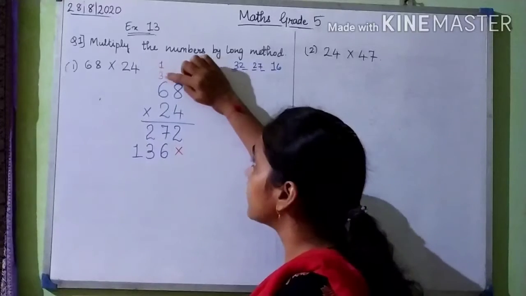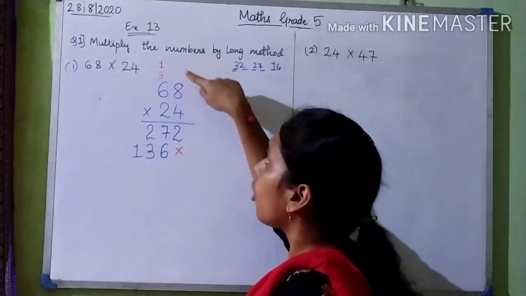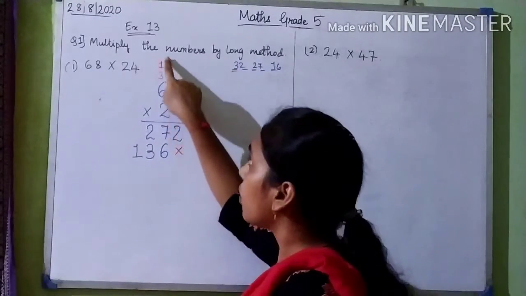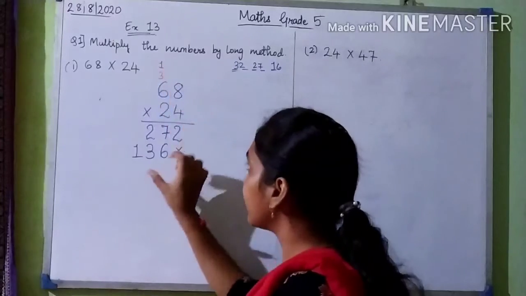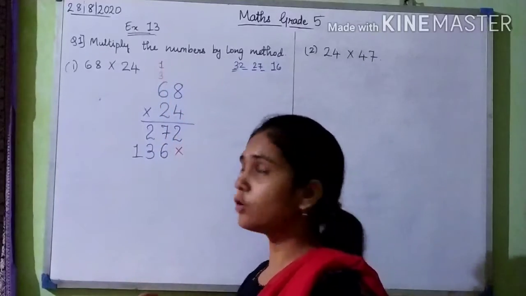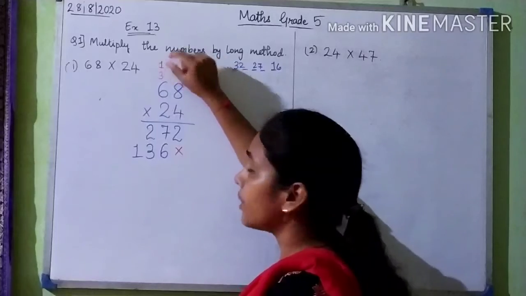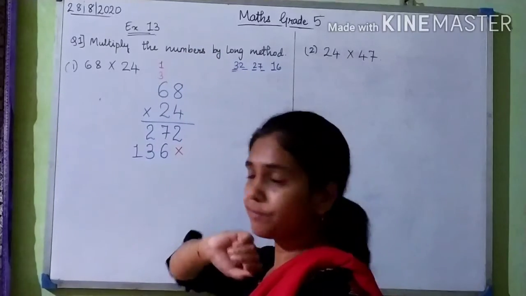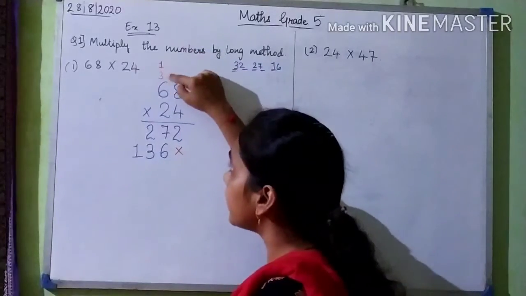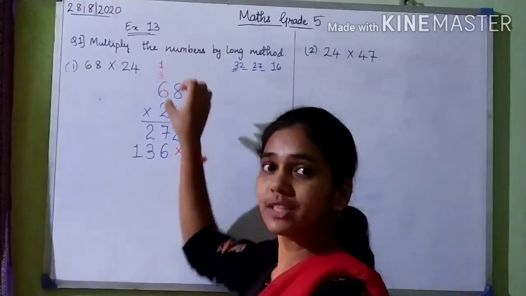And remember that this 3 was for the first step. Now this 1 is for the second step. So we have to be careful when we add these numbers which we have carried up. We need to check whether there is 3 only or 1 only for this step.